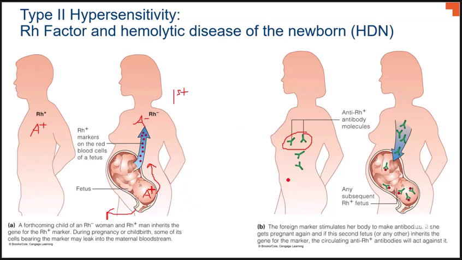But now she gets pregnant for the second time. And it's going to be the same instance where dad's positive, mom's negative, and the baby ends up being positive blood.